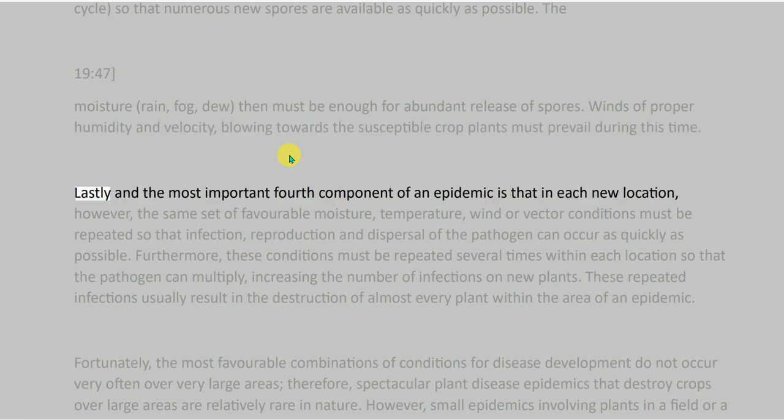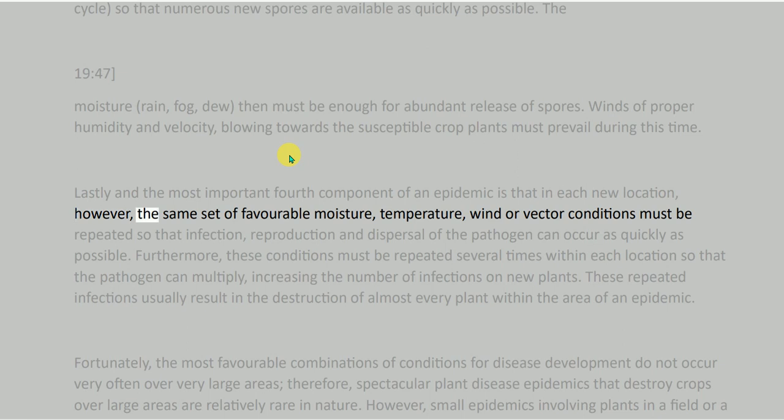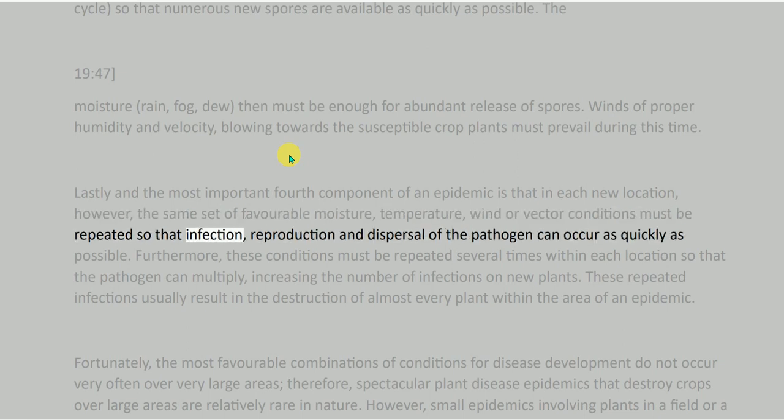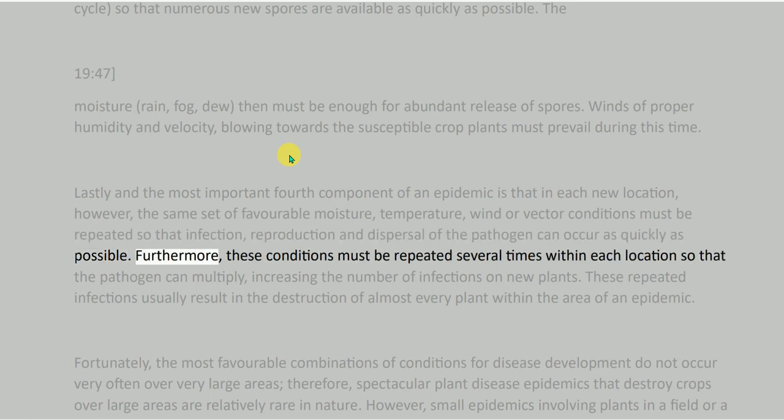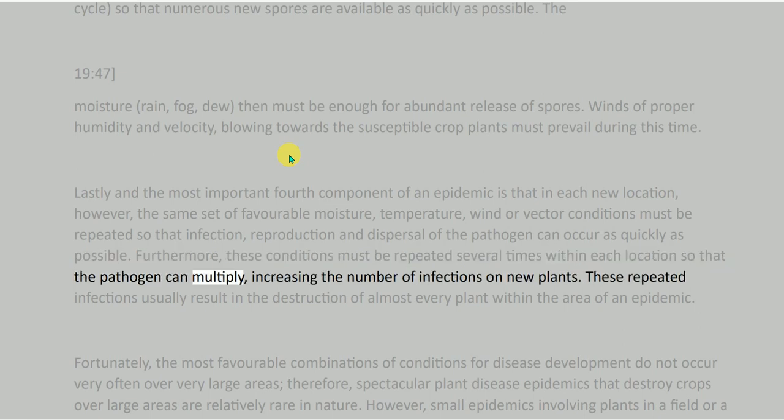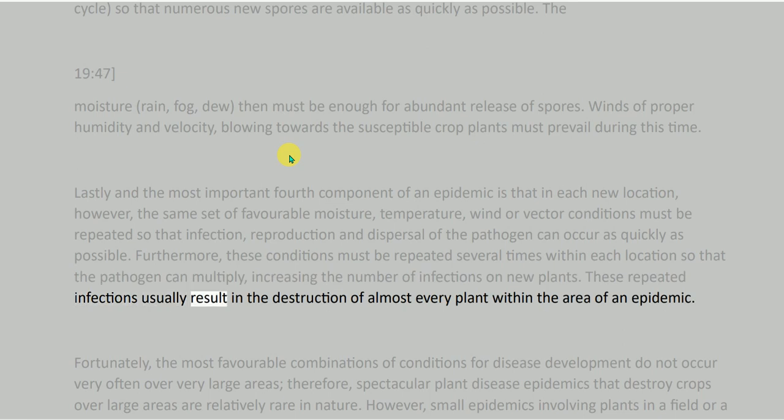Lastly, and the most important, fourth component of an epidemic is that in each new location, the same set of favorable moisture, temperature, wind or vector conditions must be repeated so that infection, reproduction and dispersal of the pathogen can occur as quickly as possible. Furthermore, these conditions must be repeated several times within each location so that the pathogen can multiply, increasing the number of infections on new plants. These repeated infections usually result in the destruction of almost every plant within the area of an epidemic.